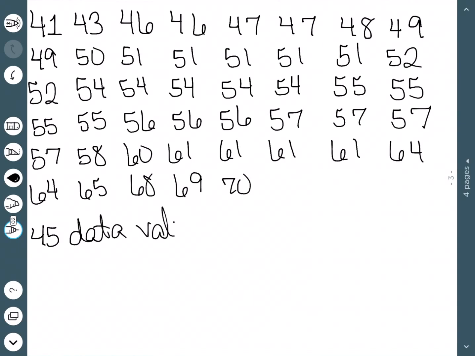So in order to find the median, we need to split this up into two groups. We can see that if we have 22 below and 22 above, that'll split perfectly. So as we count 22 places above, the 23rd spot, which is this 55, is our median. So that's Q2.